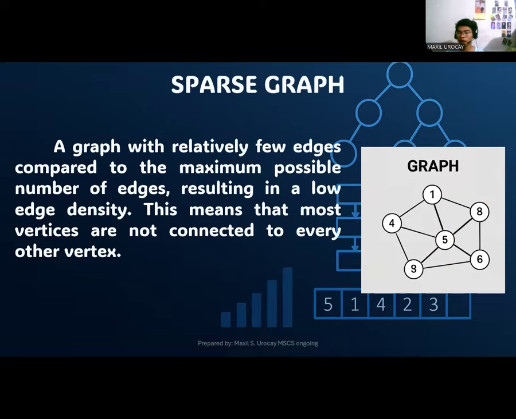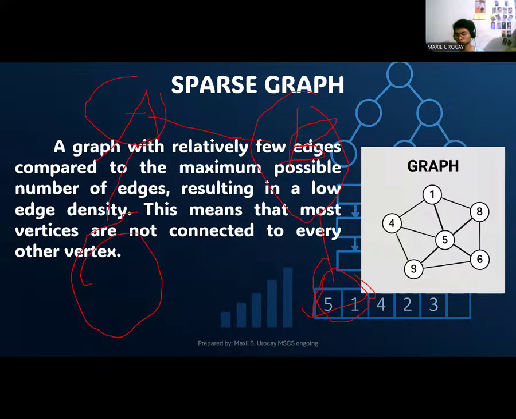Now, a sparse graph. When we say sparse graph, it has relatively few edges compared to the maximum possible number of edges, resulting in a low edge density. This means that most vertices are not connected to every other vertex. That means to say, if we have vertices here, A, B, C, and D, it is considered a sparse graph like this. There will be few edges only.